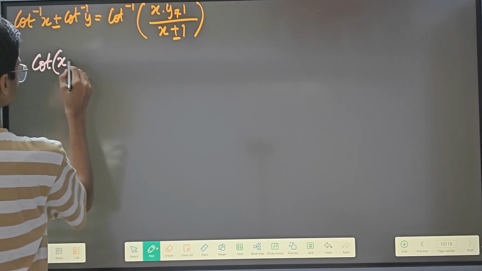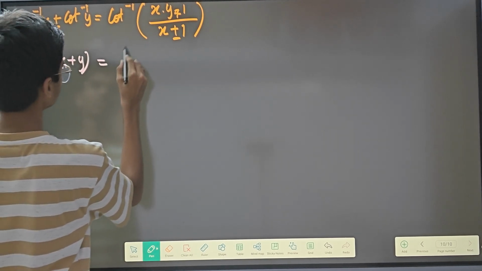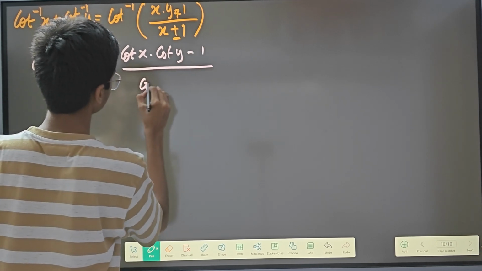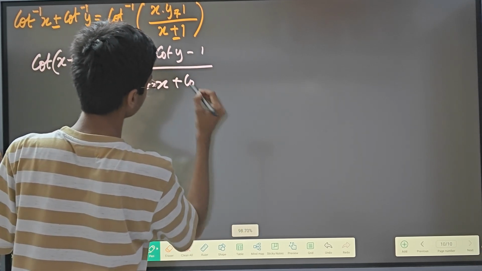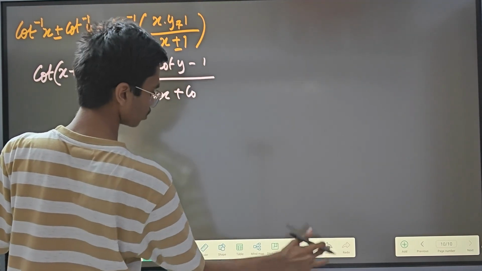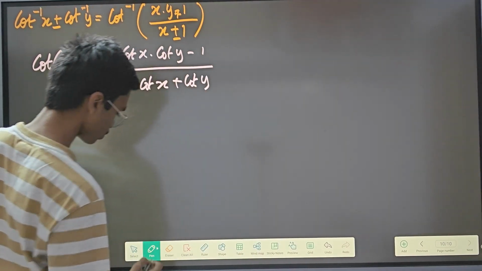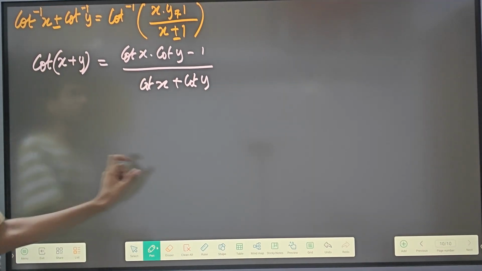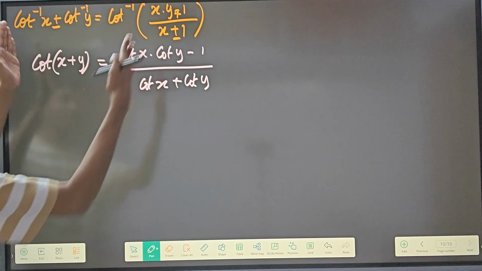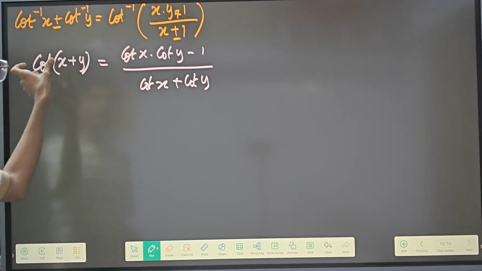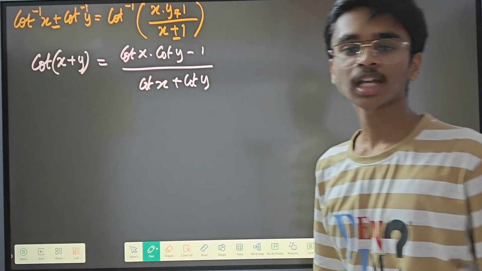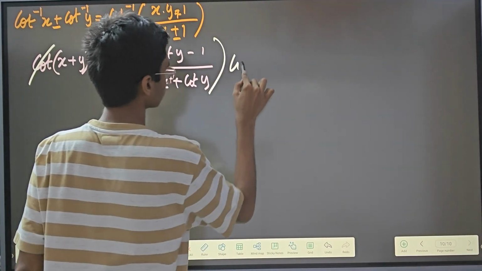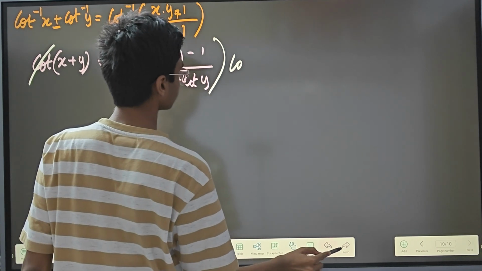Cot of x plus y is equal to cot x dot cot y minus 1 whole divided by cot x plus cot y. Okay, so this is the formula that you are going to use. Here, first you are going to multiply this total formula in terms of cot inverse. If you are multiplying here, then this would have been cancelled, and here cot inverse will be there.